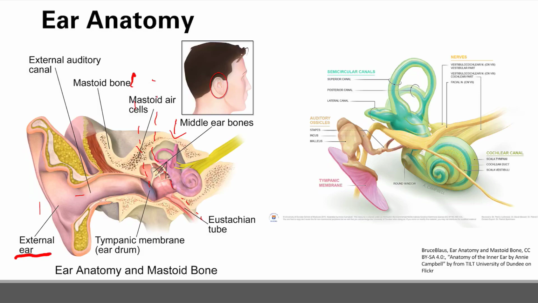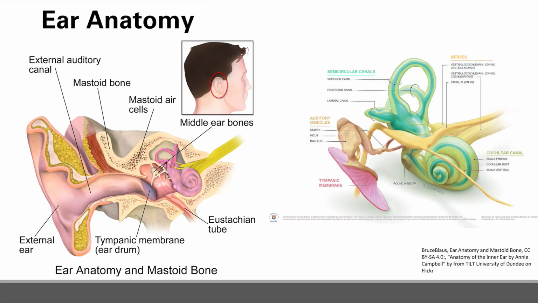So let's turn our attention now to ear anatomy. Well, to hearing and the ear. The anatomy of the ear is broken up into three parts. There's the external ear with the cartilage and the ear that's sticking out. Then we have the external auditory canal.